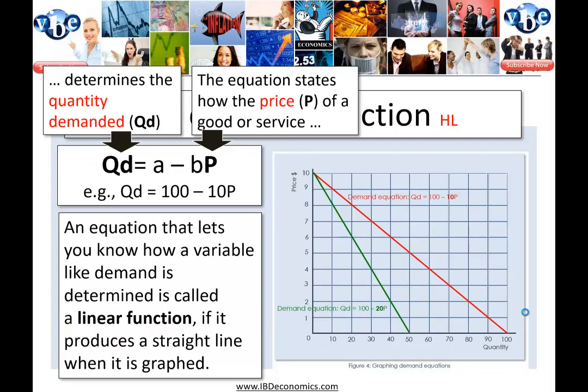An equation that lets you know how a variable like demand is determined is called a linear function. And we know that our demand curve is a straight line, and a linear function produces a straight line when it's graphed. So two different demand curves over there, each with their different functions. The green one being steeper, the red one being less steep.